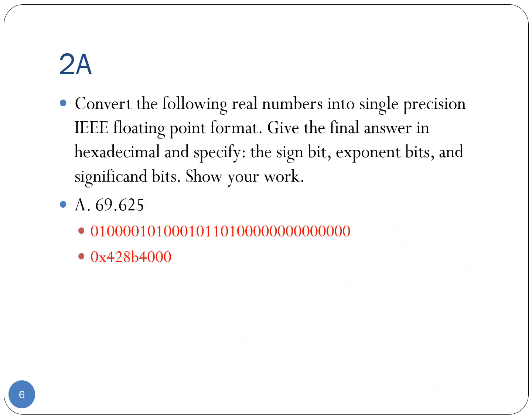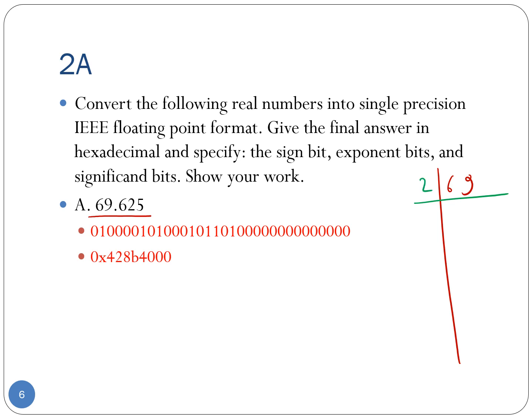So this problem is asking us to translate 69.625 into IEEE floating point representation. So the first step is to convert 69.625 into binary. Okay, so we'll basically convert 69 into binary. So for that, let's use this long division method. So go on dividing by 2 and keep track of the remainders, right?